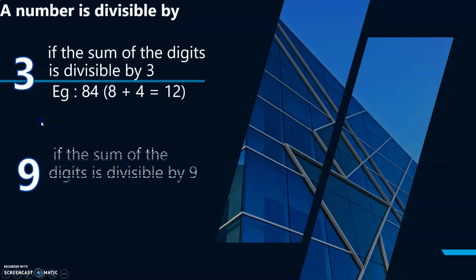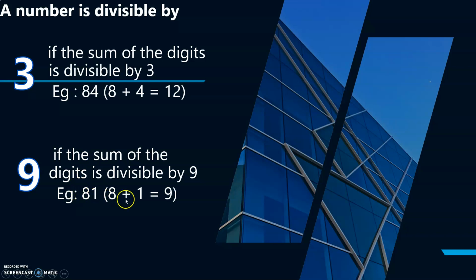Next, 9. If the sum of the digits is divisible by 9. Same pattern follows here. 81. 8 plus 1 is 9. 9 is divisible by 9. So that means 81 is also divisible by 9.